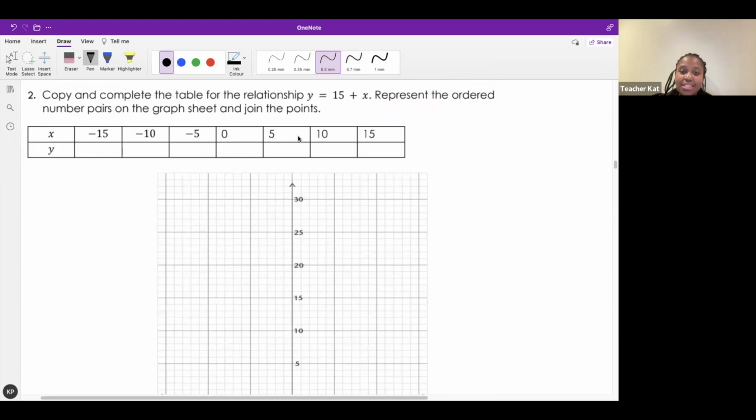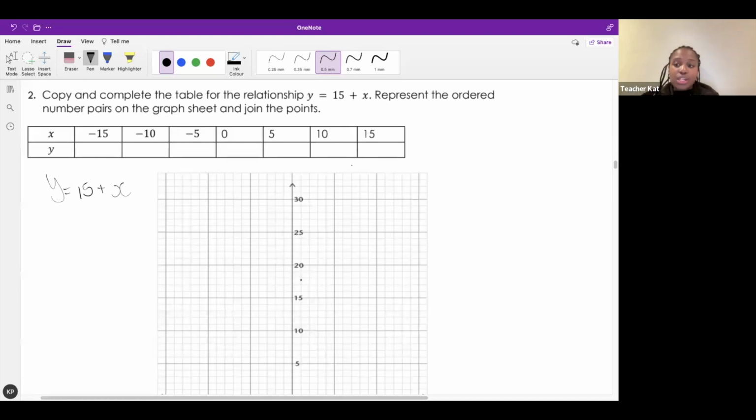Now, based on what I said about linear graphs, before we even plot the points, do you guys think this will be a linear graph? We have a yes and a no and a no. Guys, what did I say shows you that is a linear graph? Let's look at the formula. Y is equal to 15 plus x.